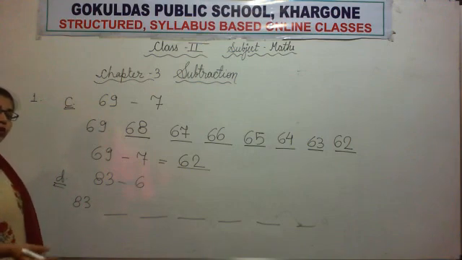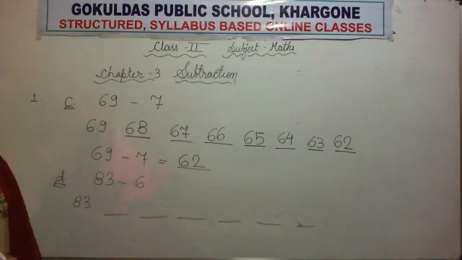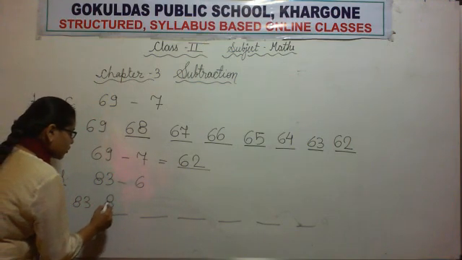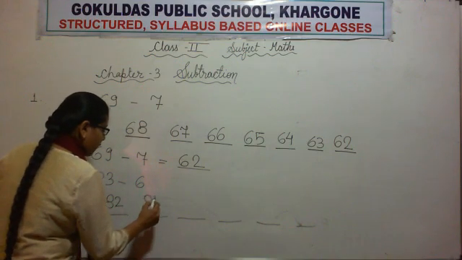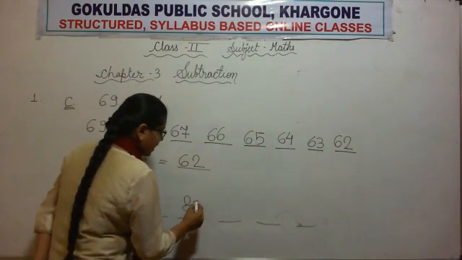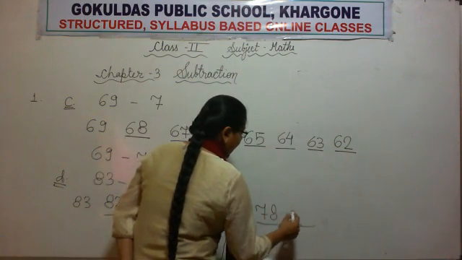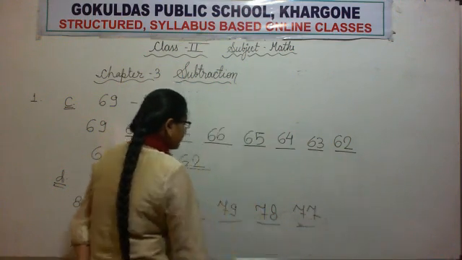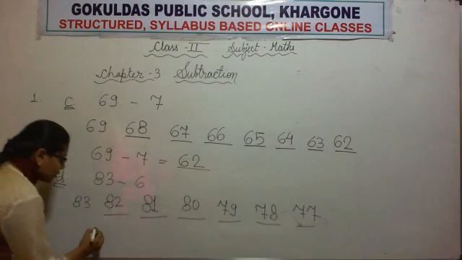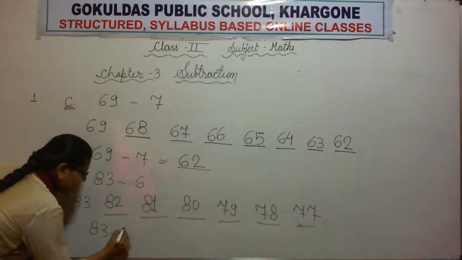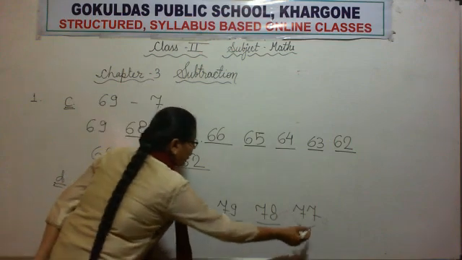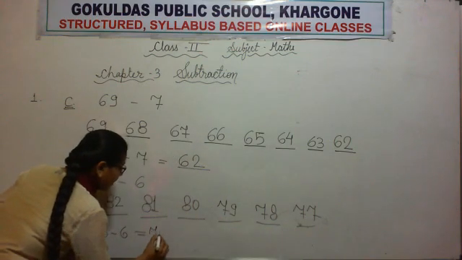Now what will we do? We will count backward from 83. 82, 81, 80, 79, 78 and 77. So 83 minus 6 is equal to 77.